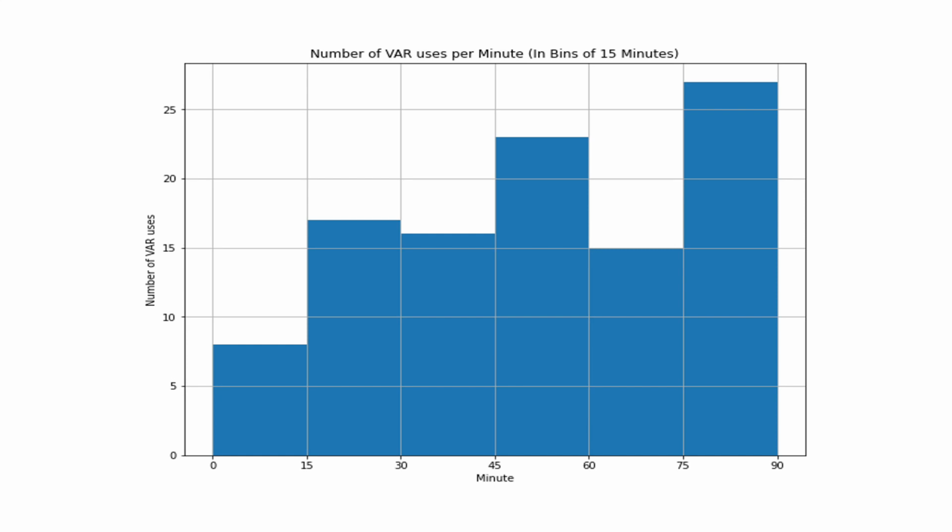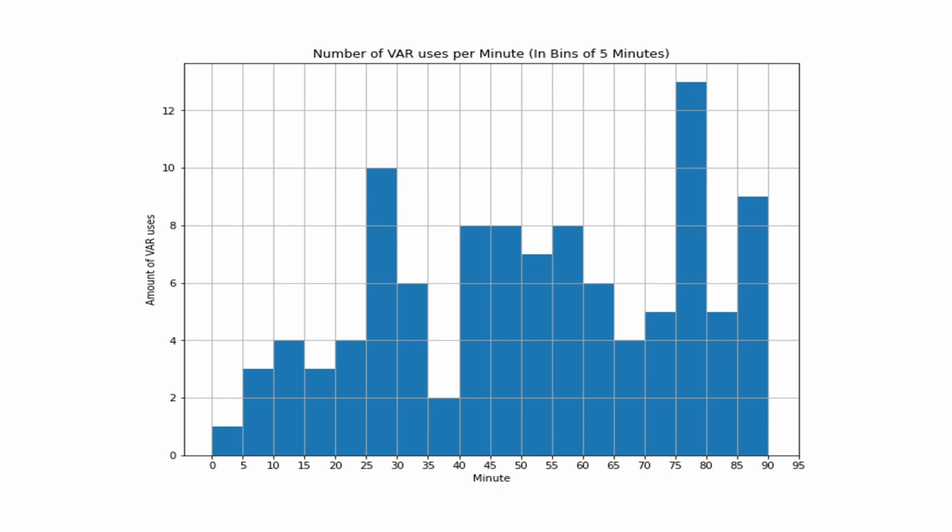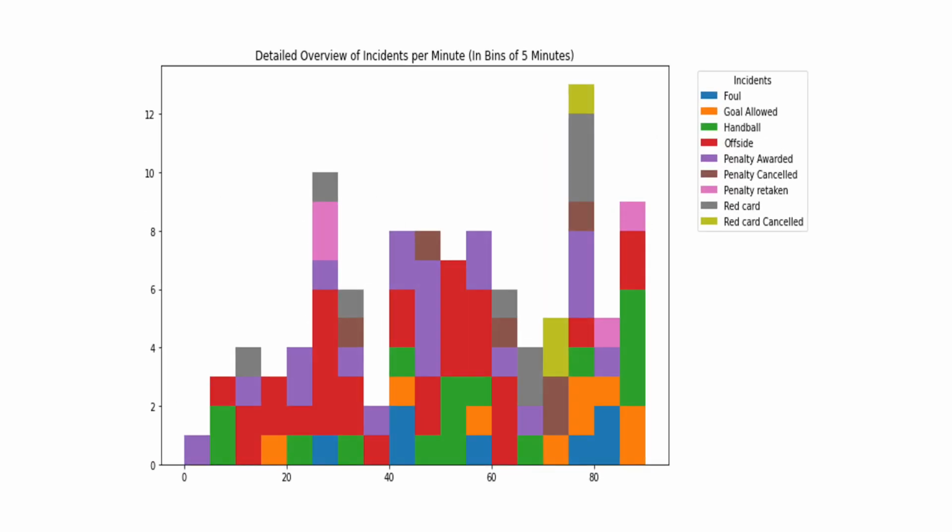So we then tried to make the analysis deeper by making the bin size smaller, and we see a peak at the 75th minute, which seems very logical since it's the last quarter of an hour before the game ends and the players go ham. And finally, but not least, we wanted to see if there was a pattern in the type of incidents, but as we can see, it's purely random.